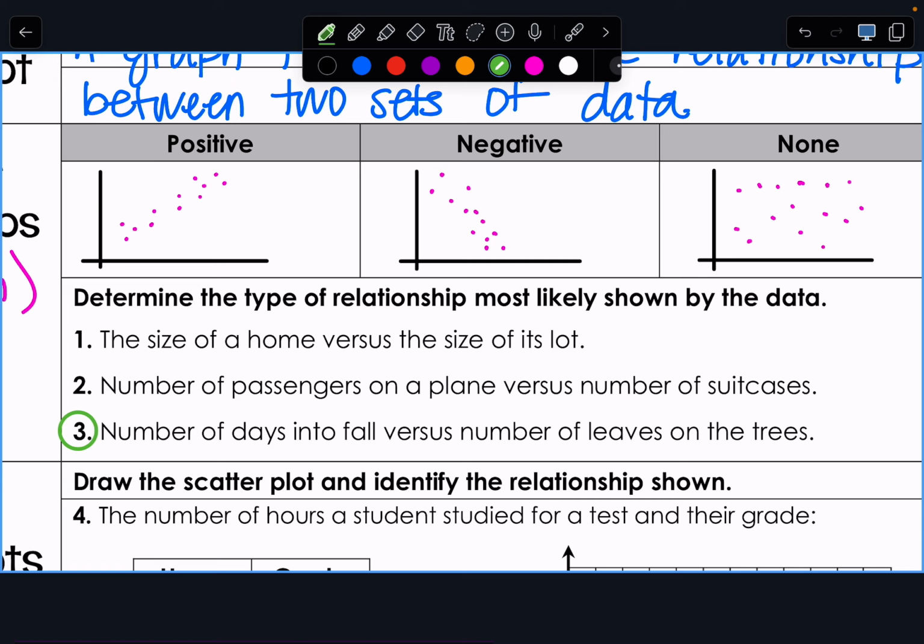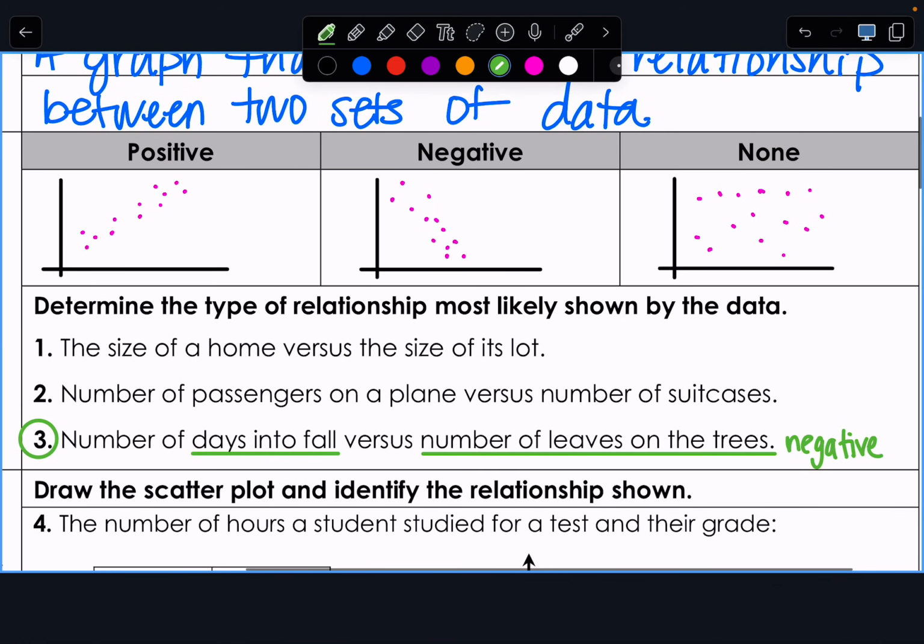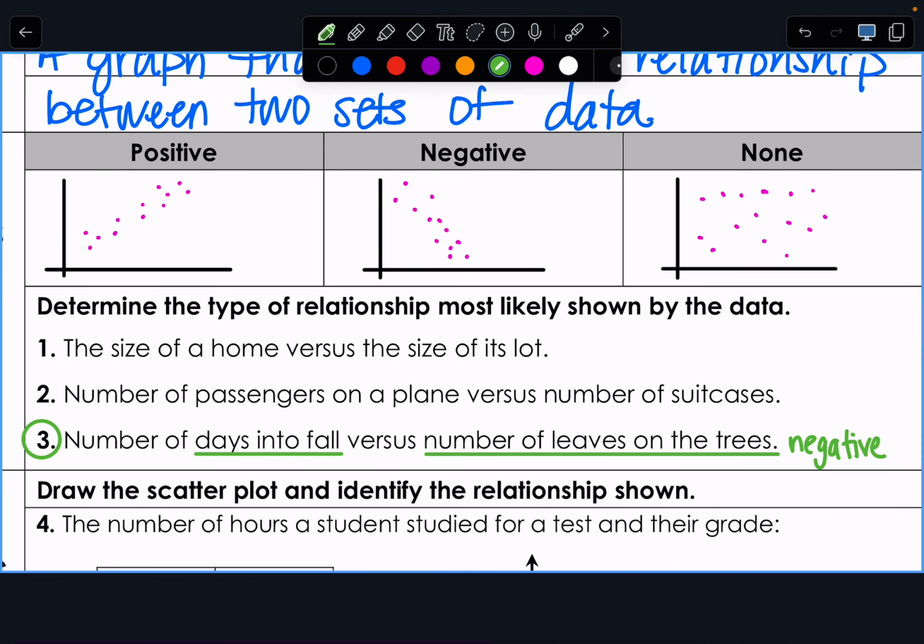The more days we go into fall versus the number of leaves on the trees. So as the days increase in the fall, what's true about what's happening to the leaves on the trees? They're falling, which means the number is decreasing. So as we go throughout the fall, our leaves are falling. We have a negative relationship. Now remember, data is not perfect.